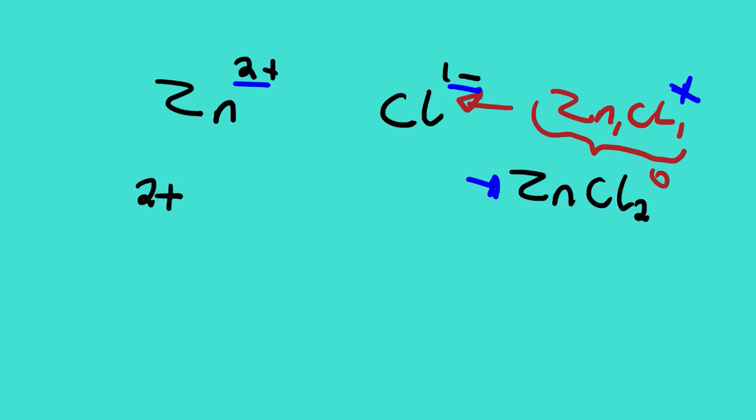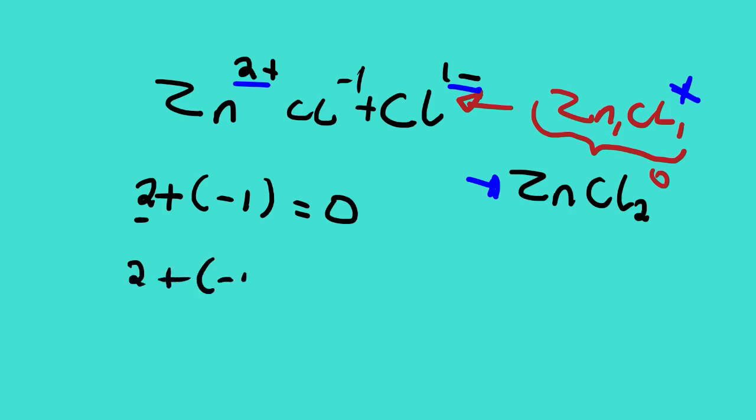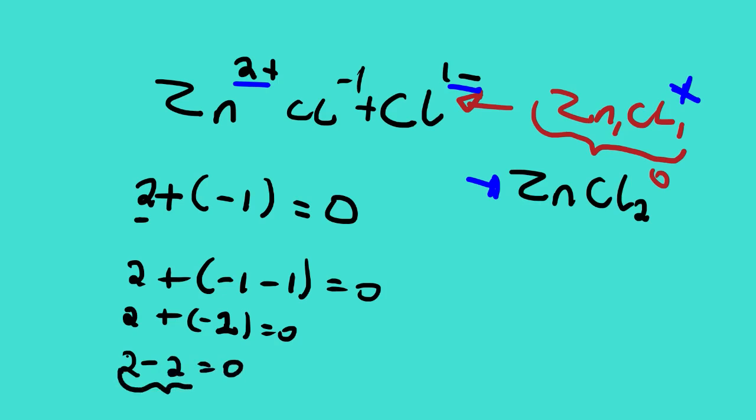But if we are looking for this molecular formula, actually, let us work it out mathematically. Negative 1, it must equal 0. So in this case, we have 2 plus negative 1, which gives us positive 1. So we need an extra chlorine atom. Then we have 2 plus negative 2 equals 0. So you can see that this is actually correct.